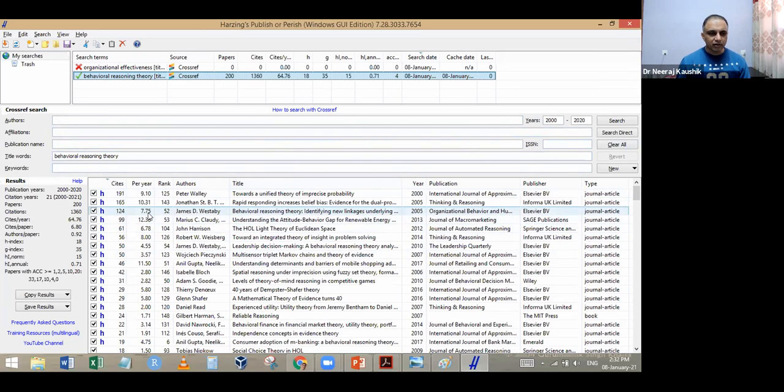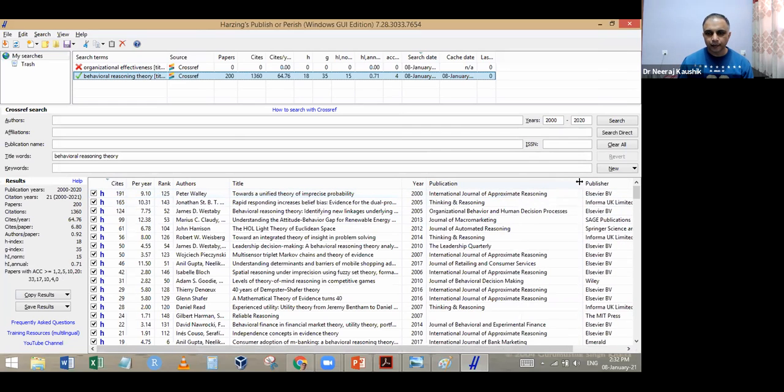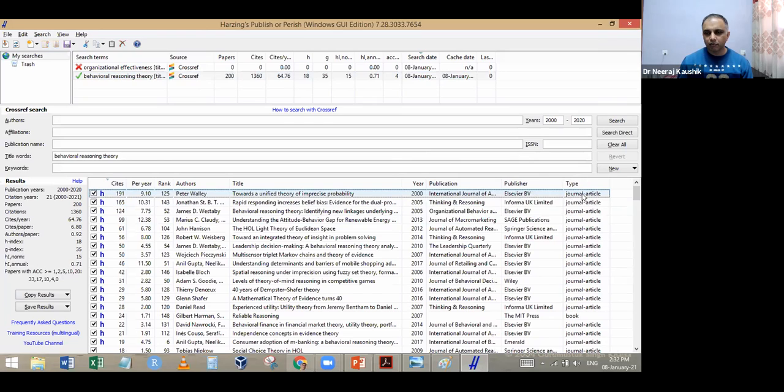So it has given me the number of papers. I think 200 papers are there. These papers have been cited 1360 times. Citations per year is 64 and so on. These details are given. H index is 18. Now look at this first one, Peter Walley. The title is Towards a Unified Theory of Imprecise Probability, published in International Journal of Approximate Reasoning. It's been cited by 191.